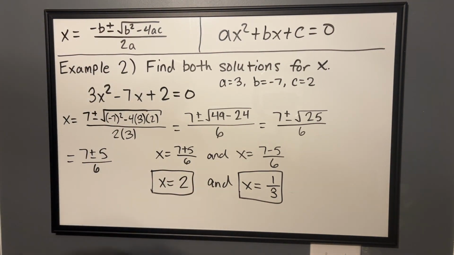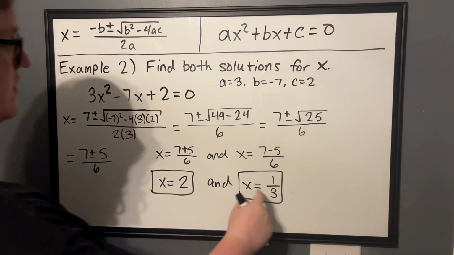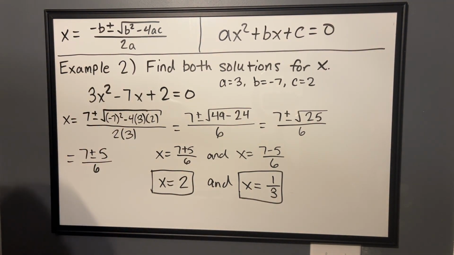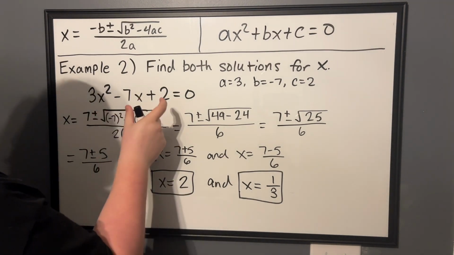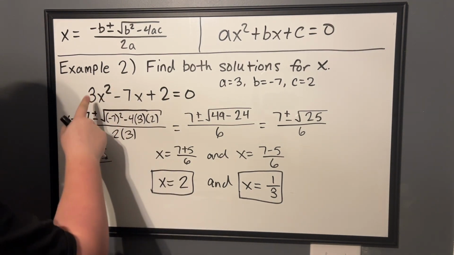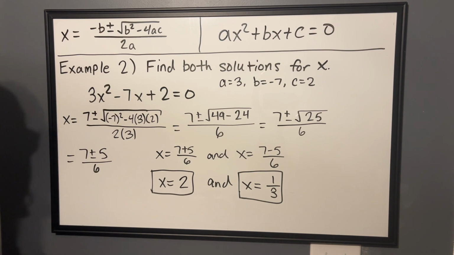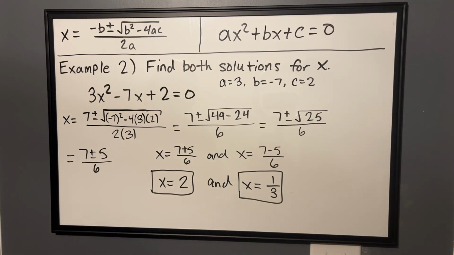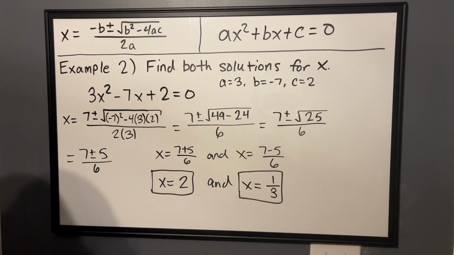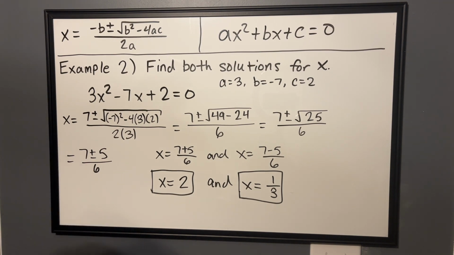So like I said, we're not getting the nicest numbers here because we have this fraction, but that doesn't mean that these solutions are incorrect. If we were to plug these in, we would actually get 0 whenever we plug in x equals 2, or if we plug in x equals 1/3. So the quadratic formula gave us both of these solutions, and we didn't have to factor anything. We didn't have to do anything that was too challenging. So that's it for example number 2.